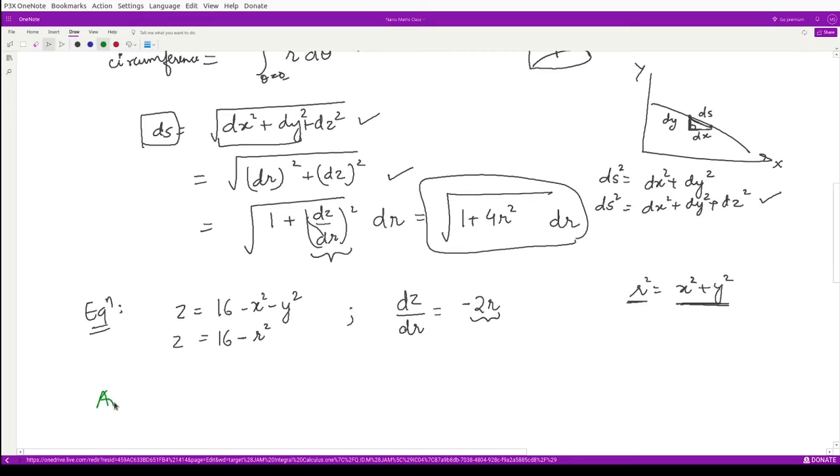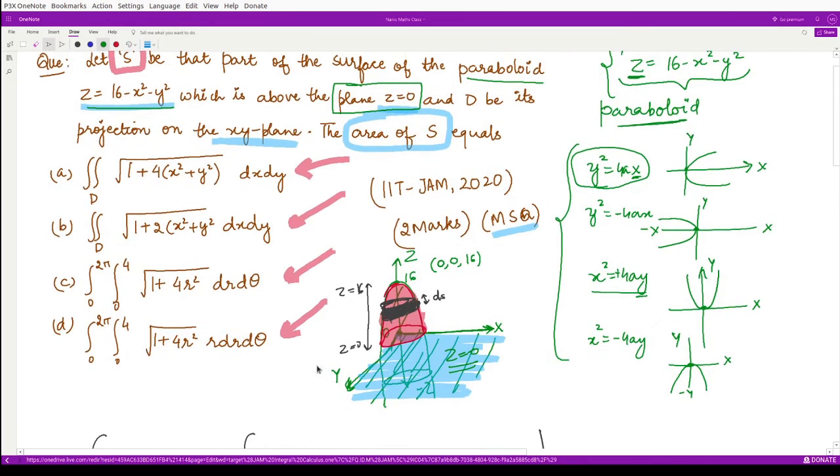So your area here is described by the double integral, and the value of circumference, that is r dθ, and the value of this ds, that is √(1 + 4r²) dr, right? And the limits of r and θ are required here. The limits of θ are simply from 0 to 2π. And what are the limits of r?